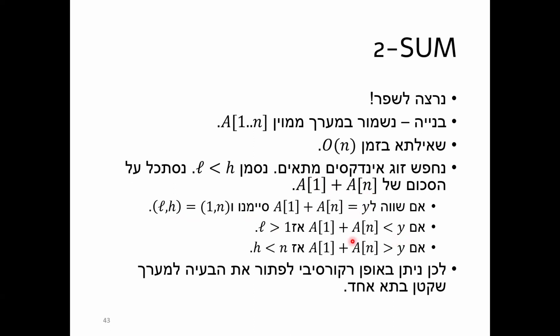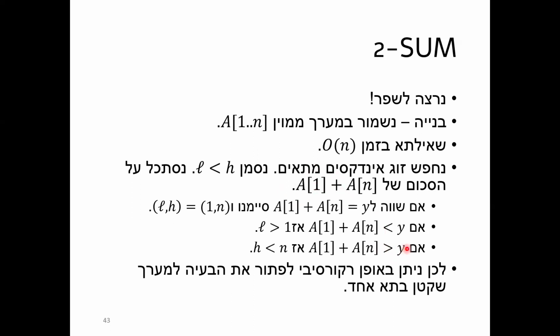If they are smaller than y, then we know that L has to be greater than 1. L can't be 1 because it's the smallest element and this is the greatest element. So this smallest element cannot be with any element that's bigger, because y is bigger than both of them together. So the only way we can increase this number is by moving the smaller pointer to something bigger.